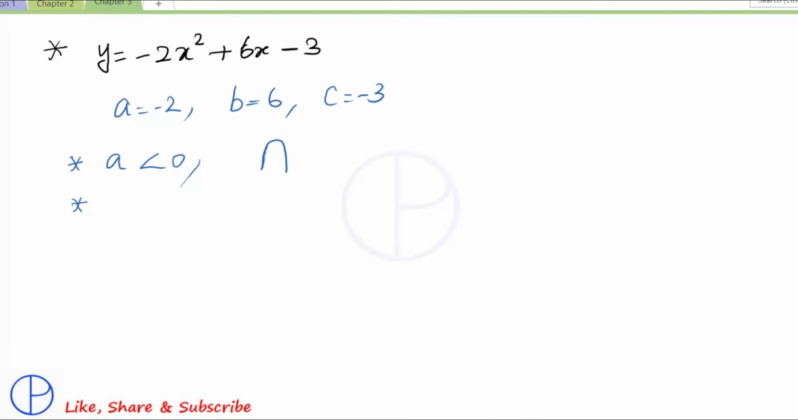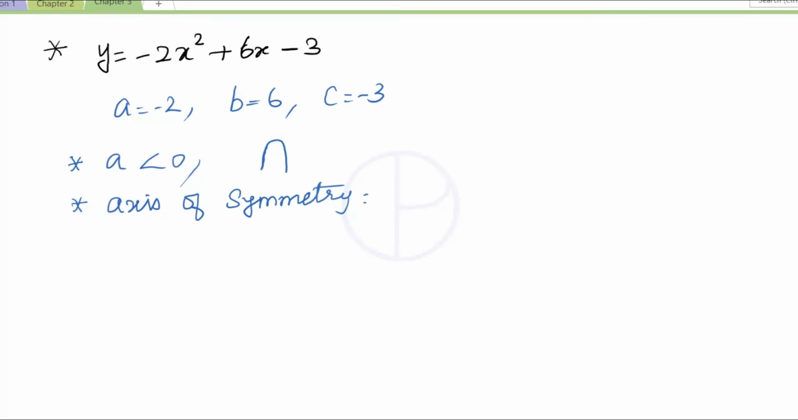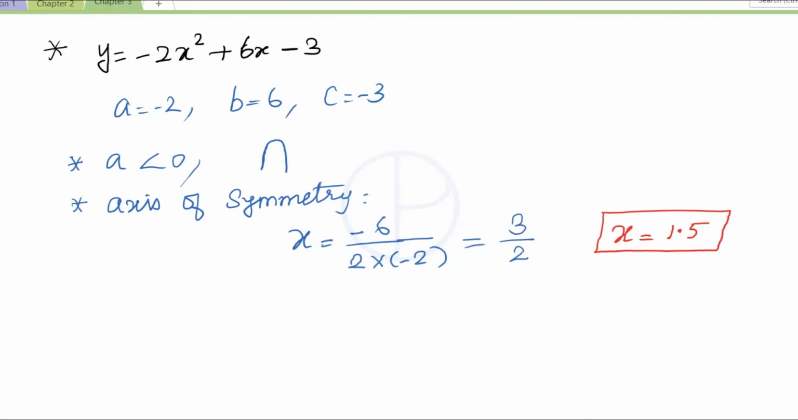Next, find the axis of symmetry. The formula is x equal to minus b, minus 6, divided by 2 times negative 2. So on simplification, we get negative 6 over negative 4, which gives 3 over 2. So the axis of symmetry is x equal to 3 over 2 or 1.5.